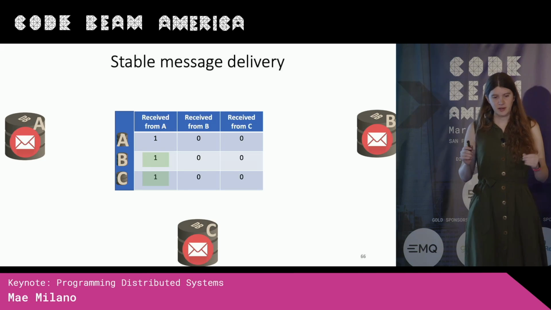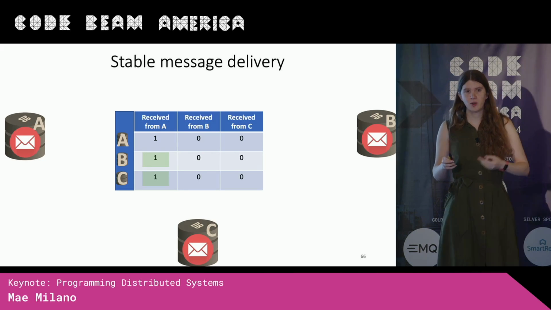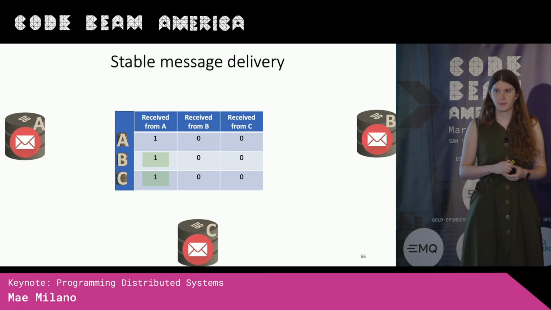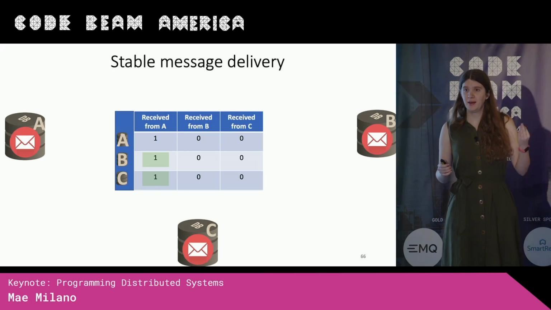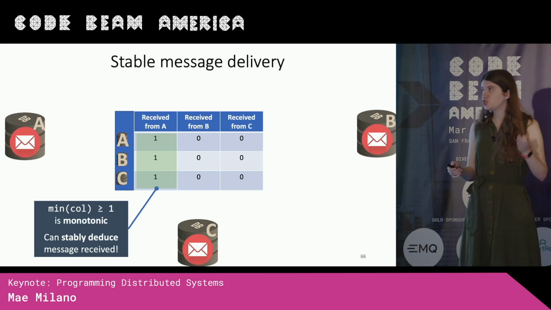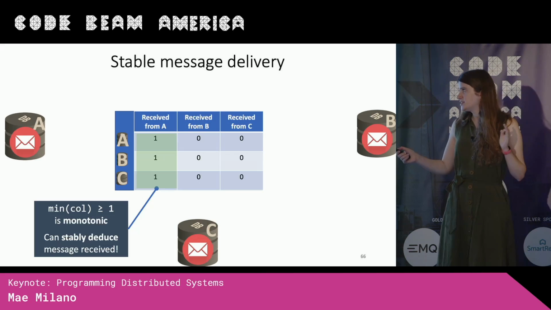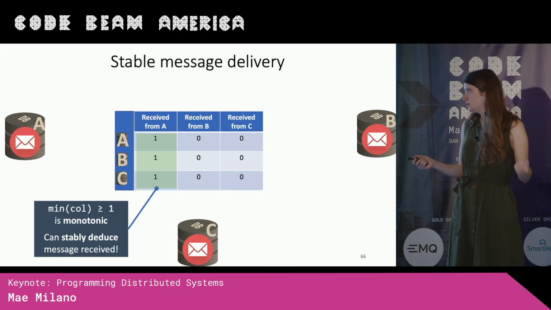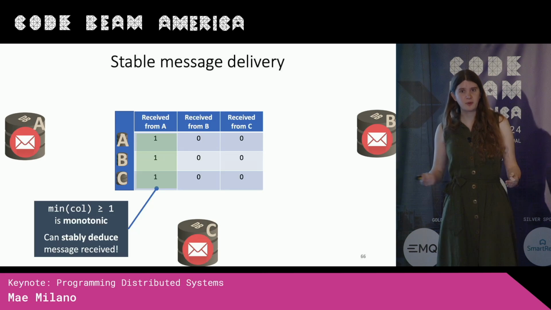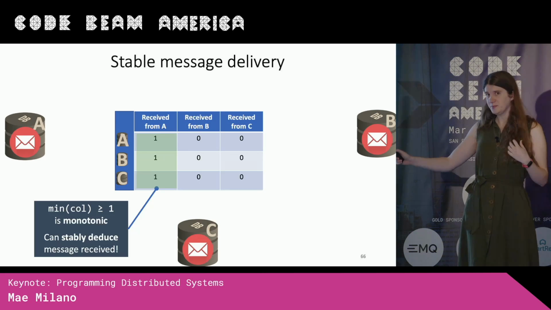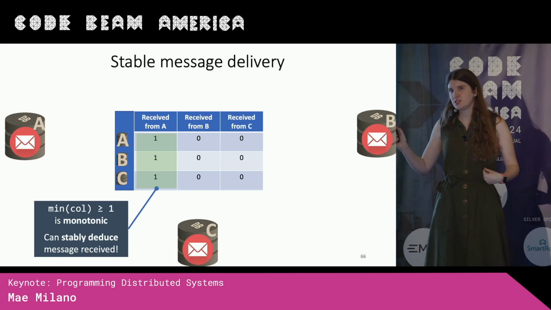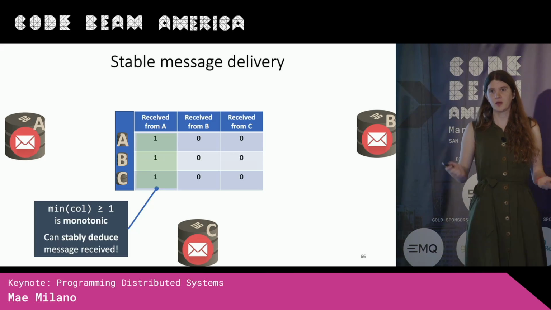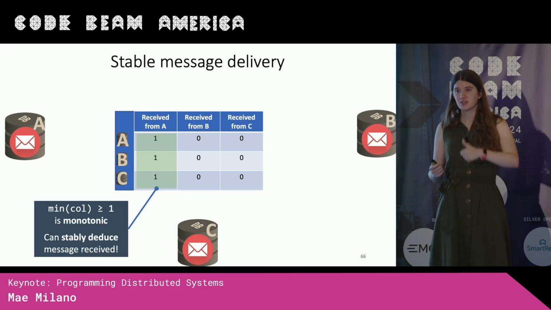All right, what happens now? Well, machines B and C will mark in the table that they've received a message from A as well. While all this is going on in the background, there's a thread running that's checking to see if the minimum of this column is at least 1. Minimum is a monotonic operation. Comparing with a constant is a threshold operation. This is monotonic, this is allowed. And when this column gets to at least 1, we know that we've received a message from A everywhere. And we can conclude that our message is delivered successfully.